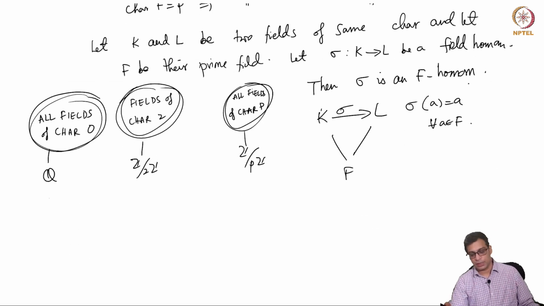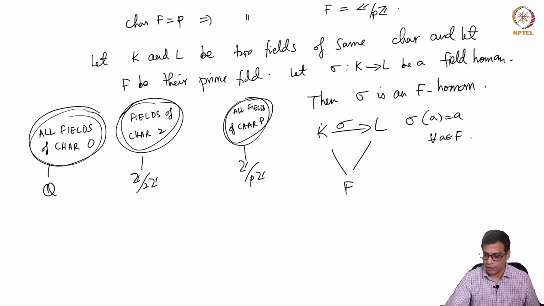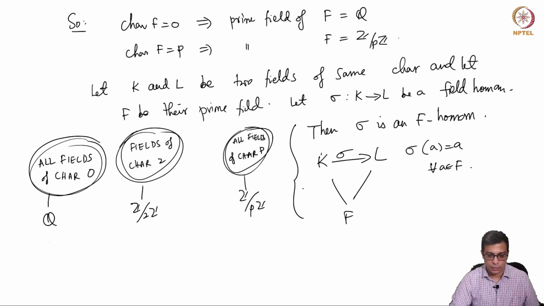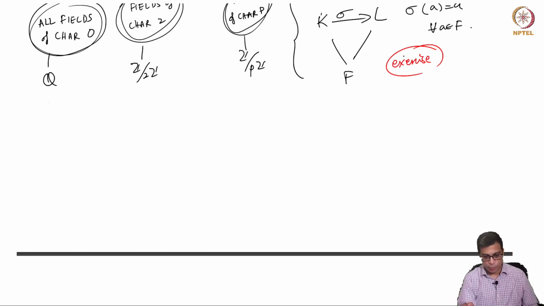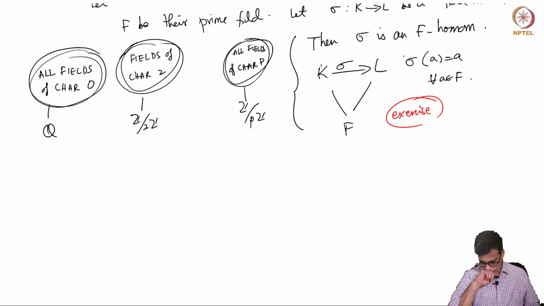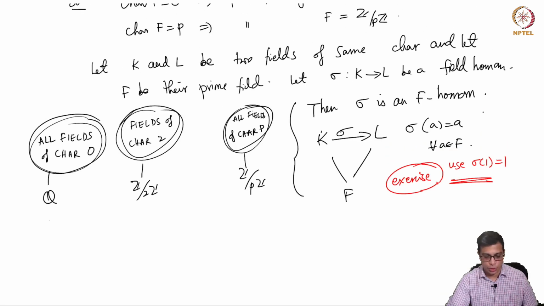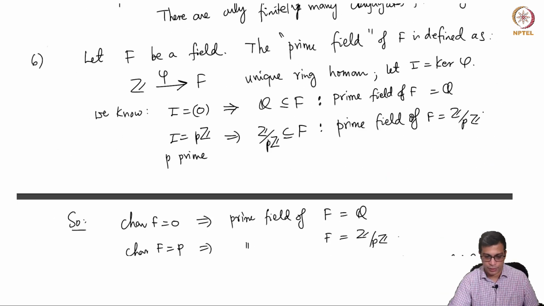We briefly mentioned this when the characteristic is 0, but the same idea carries over in general. So this is an exercise for you. I won't do this, but the point is 1 must go to 1. Once 1 goes to 1, sigma of 2 is 2, sigma of minus 1 is minus 1, and so on, and generalize that to show that it fixes the prime field.